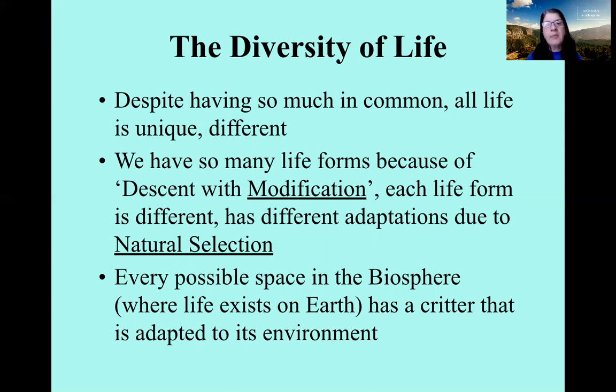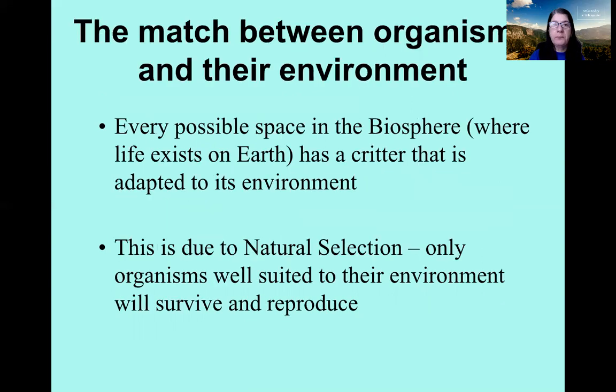So every possible space in the biosphere, and we refer to the biosphere as everywhere life can exist on Earth, has a critter that has adapted to live in its environment. And I'm going to say this again: every possible space in the biosphere has a critter that's adapted to its environment. Why? That is also evidence for the match between an organism and its environment. And this is due to natural selection, because only organisms that are well suited to their particular environment will survive and reproduce.